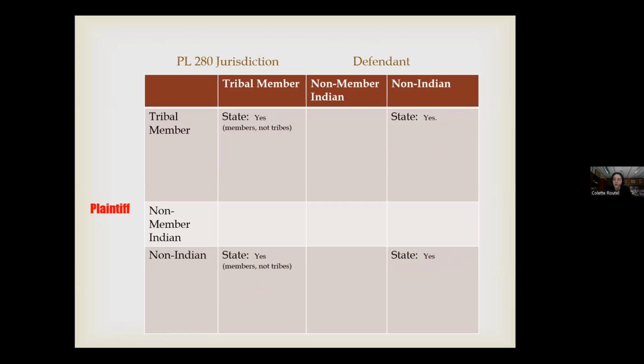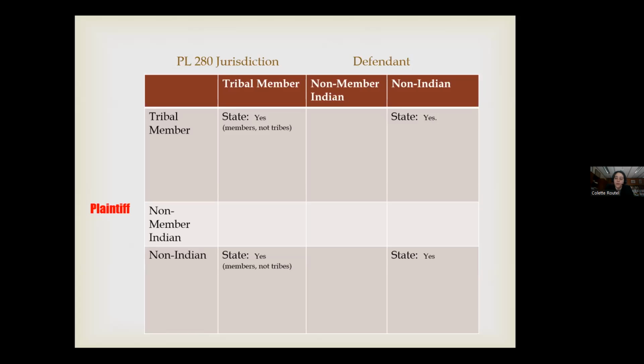So how does PL 280 change this, and what is PL 280? Public Law 280 was a federal statute passed in the early 1950s as part of the US government's campaign to terminate Indian tribes. This was supposed to be an intermediate step towards terminating tribal sovereignty, and obviously that program was eventually abandoned, and by 1970 the federal government was now supporting tribal sovereignty, but Public Law 280 remains.